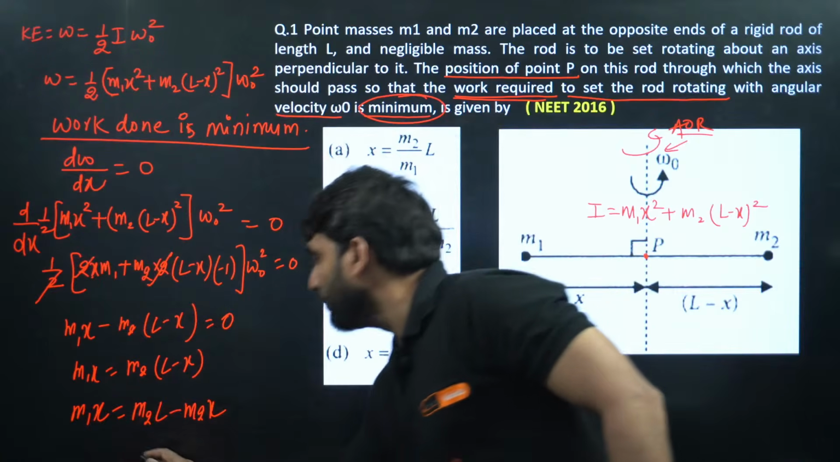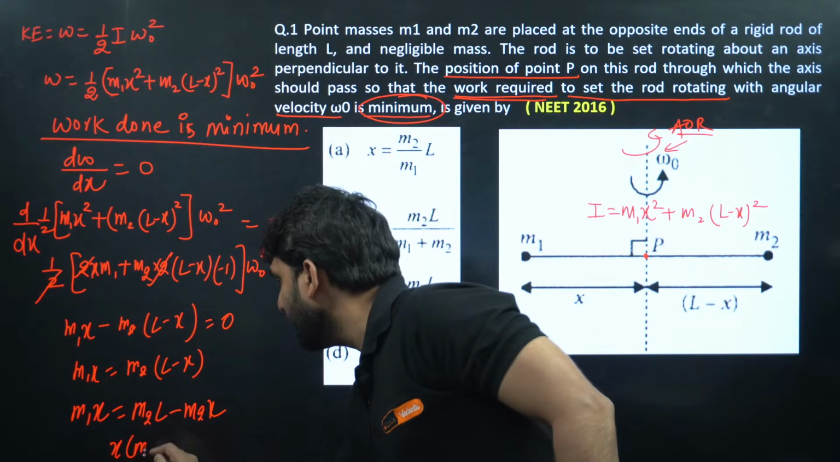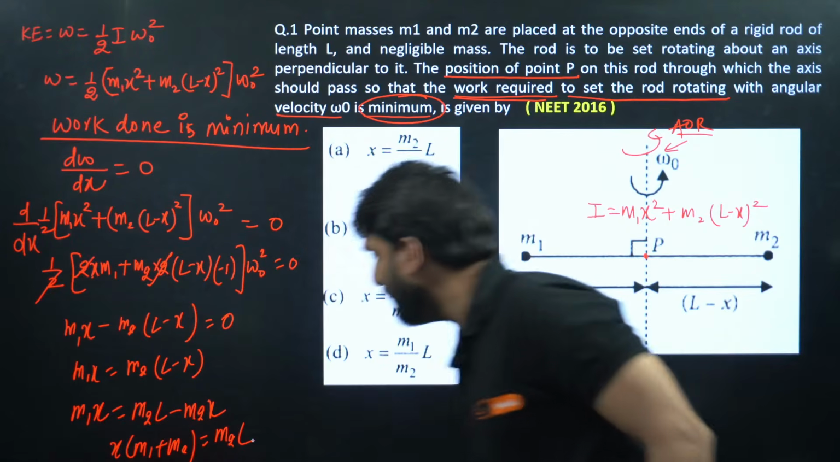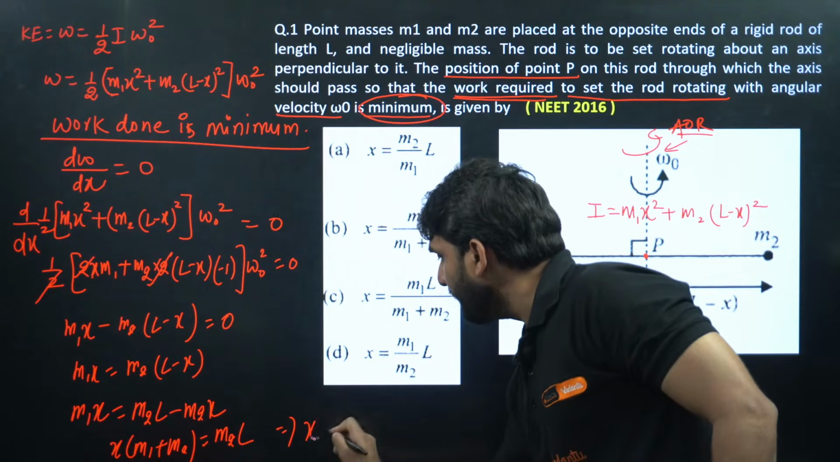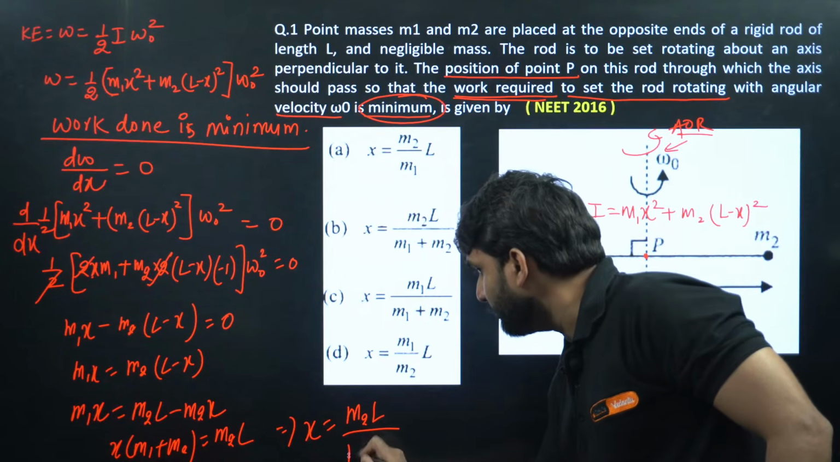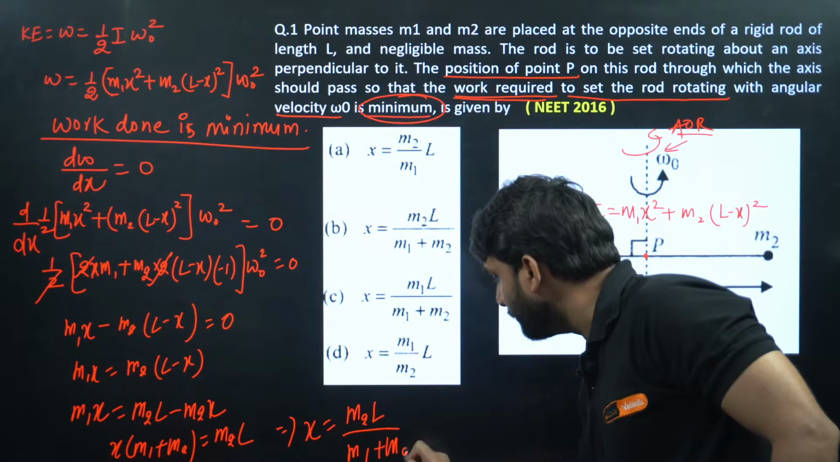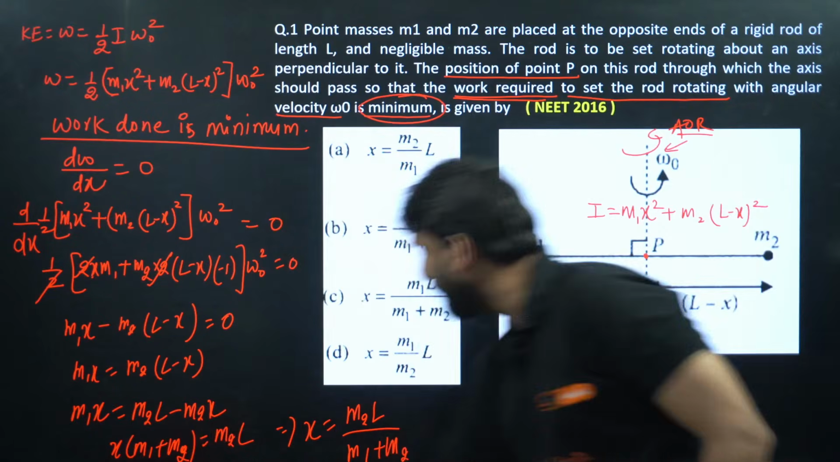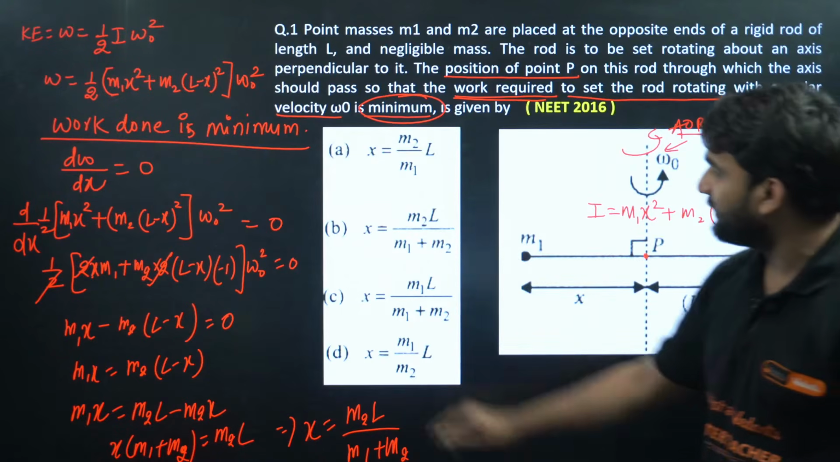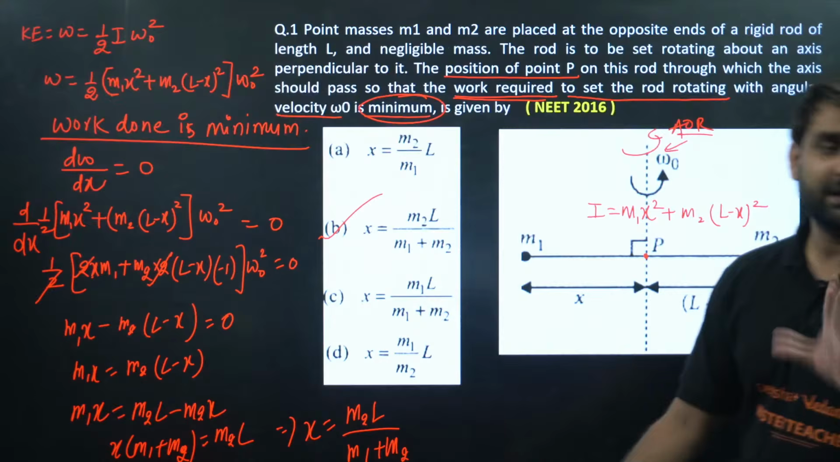This m2x will go there, so x times m1 plus m2 is equal to m2L. So x will be equal to m2L divided by m1 plus m2. I hope now this is clear to you all. Is any option there? m2L, very good. m2L divided by m1 plus m2. Option number B will be the correct answer.